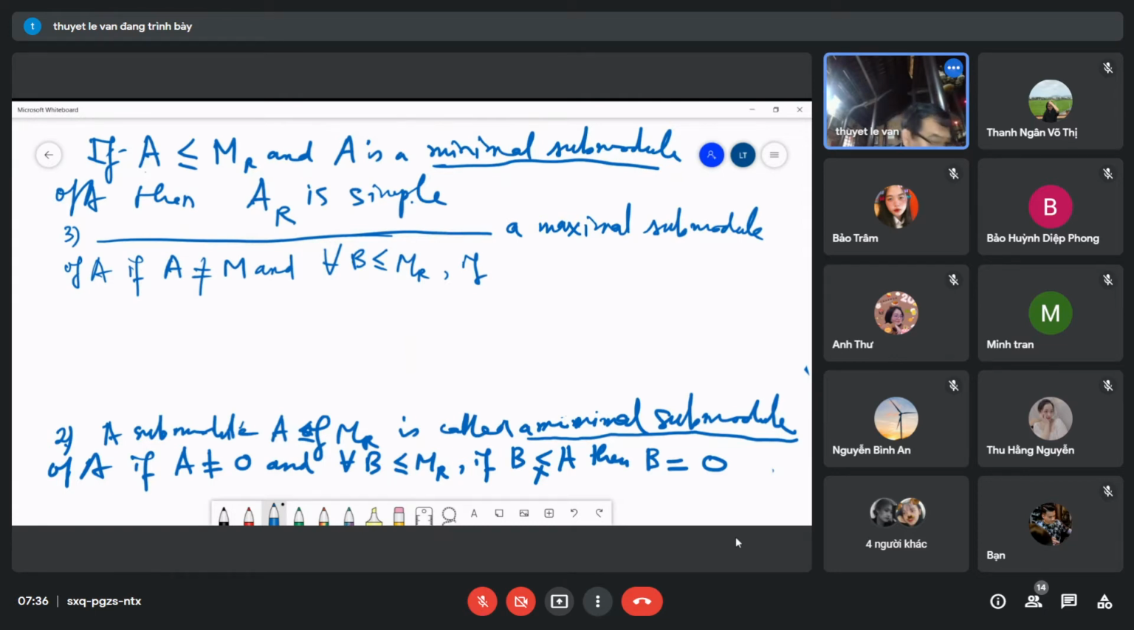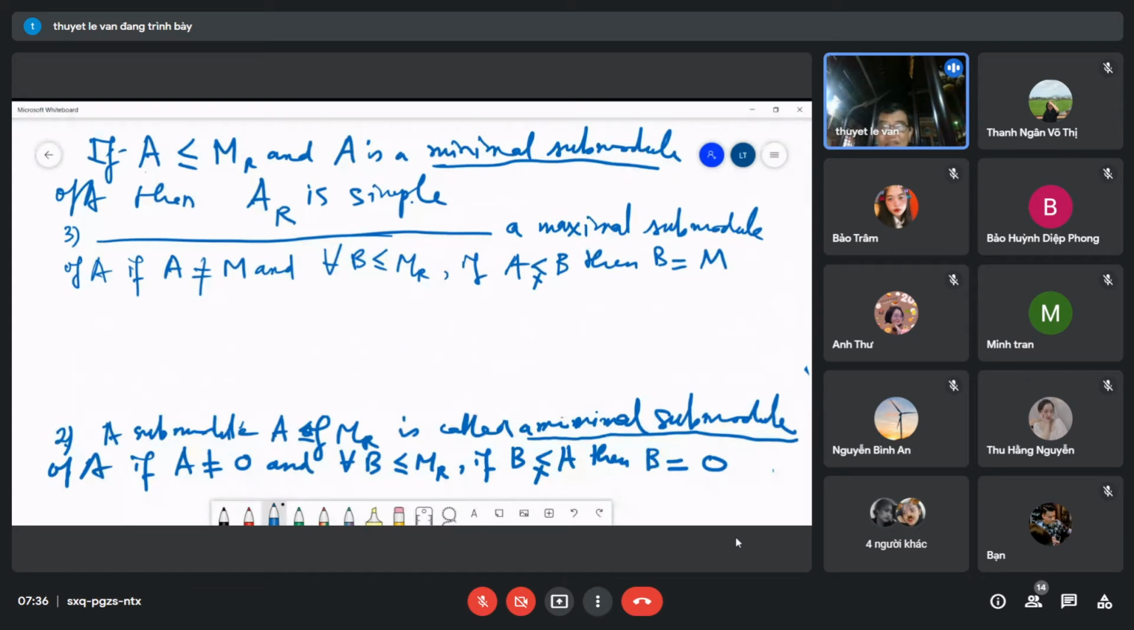if A is not equal to B and A is a submodule of B here, then B is equal to M.